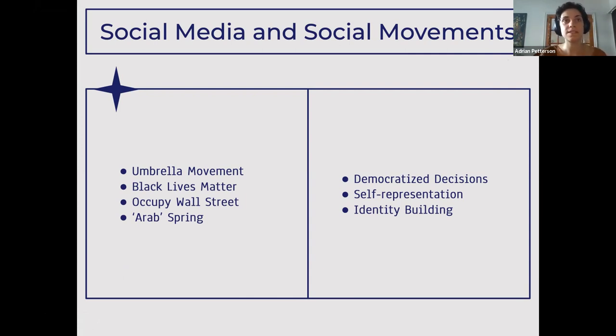Self-representation allows social movements to give the messages that they want to give. They actually are able to present themselves as they would wish to. And then finally, identity building is really key. One of the ways that we can see if a social movement is going to last and is going to continue being successful is if they've built a strong identity around their cause. And social media can be used to do that.